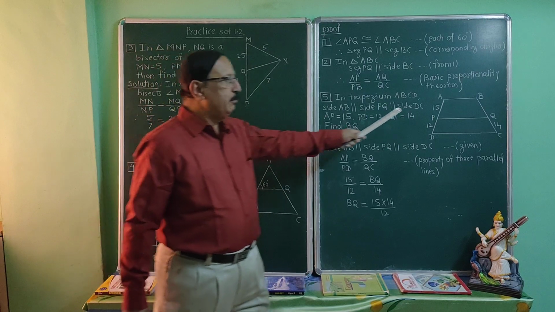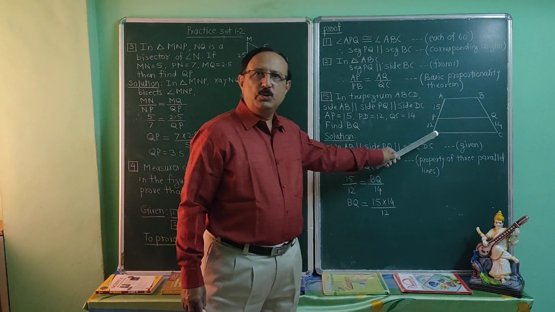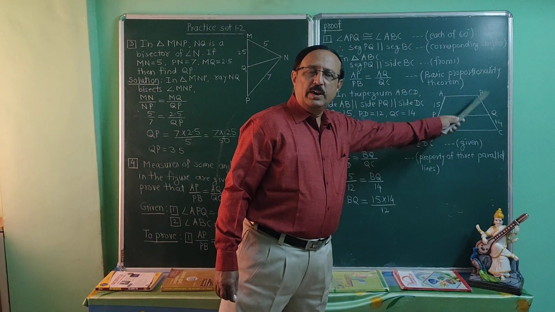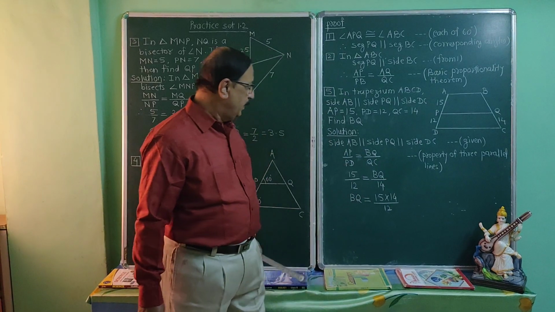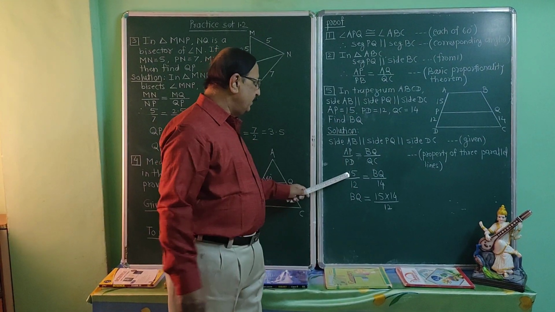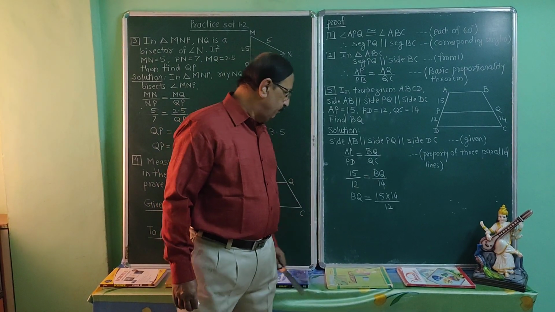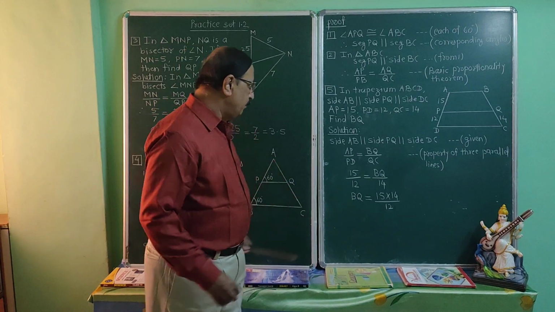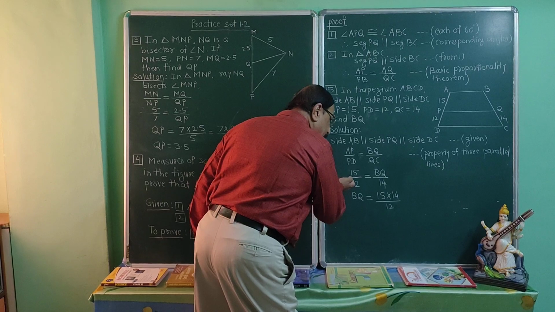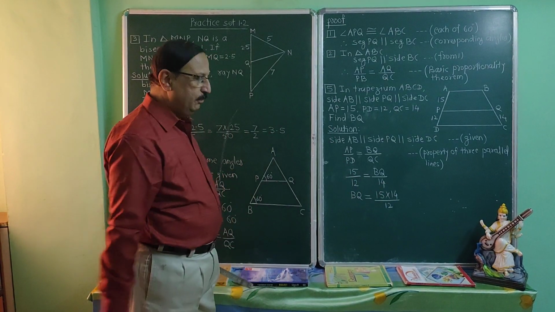What is AP? AP is equal to 15. What is PD? PD is equal to 12. What is BQ? We are going to find out the length of segment BQ. And what is QC? It is 14. Therefore, 15 upon 12 is equal to BQ upon 14. Then BQ is 15 into 14 divided by 12.